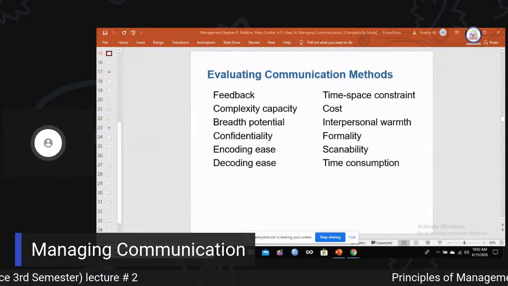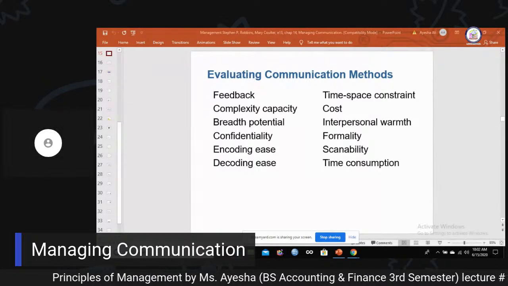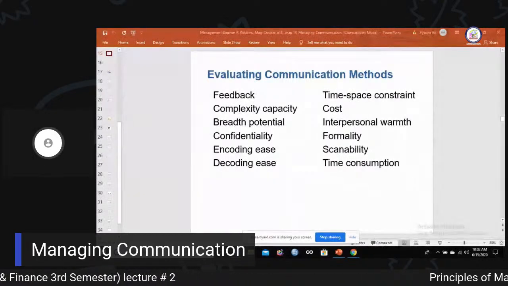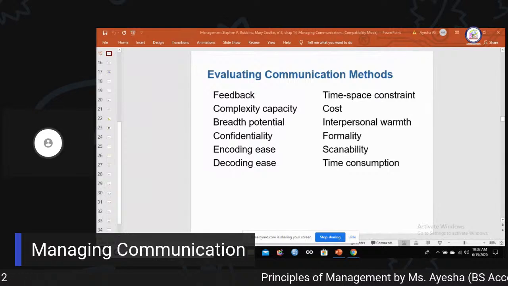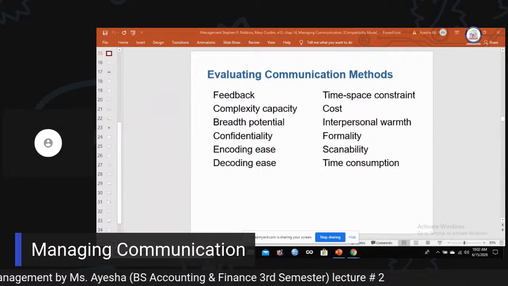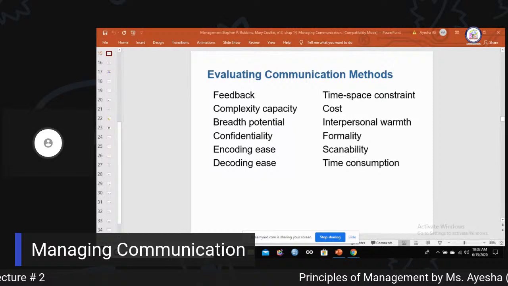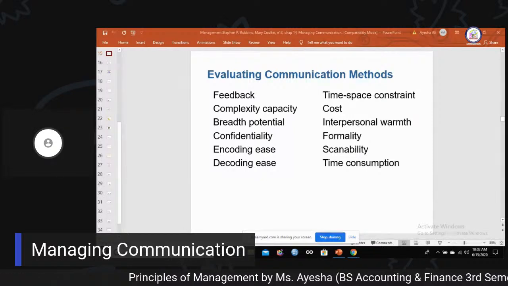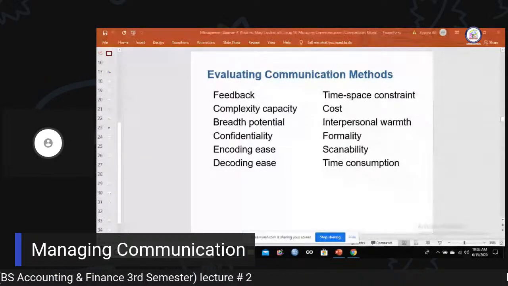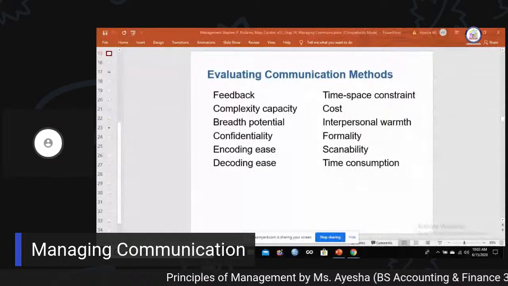Then we have confidentiality. Confidentiality is all about privacy: whether the message we are sending is received only by the receiver or by other people too. Before selecting, we evaluate the confidentiality of the method, because in some communication processes confidentiality is very vital and important. We must consider it, because without it the news or the communication will be leaked, which will be harmful in many terms.